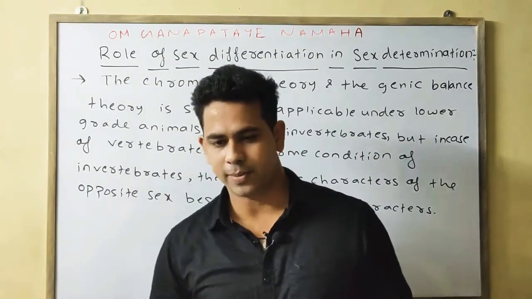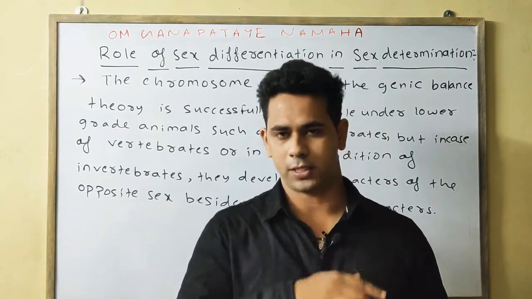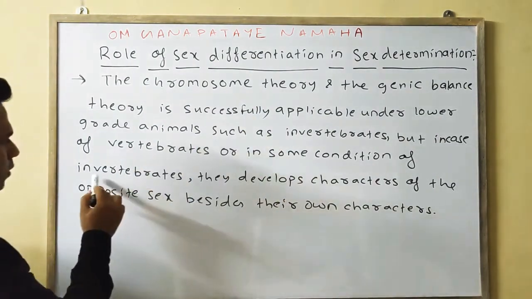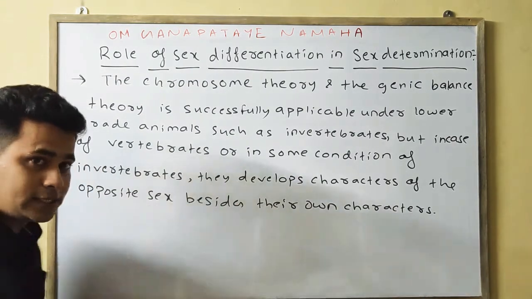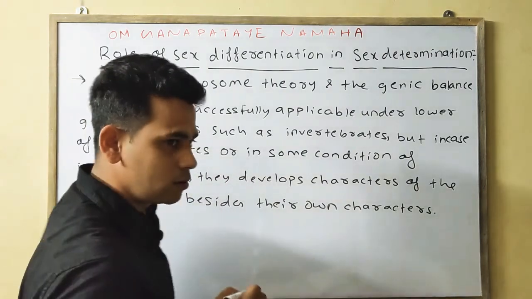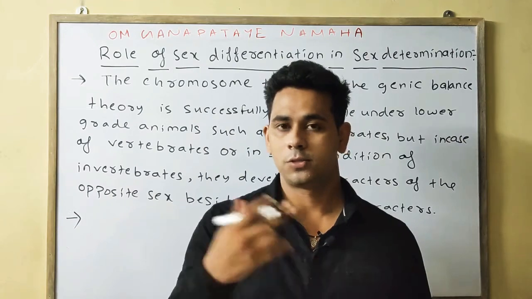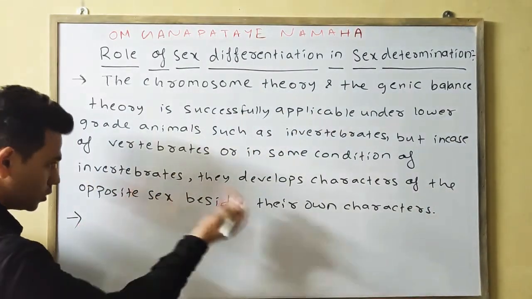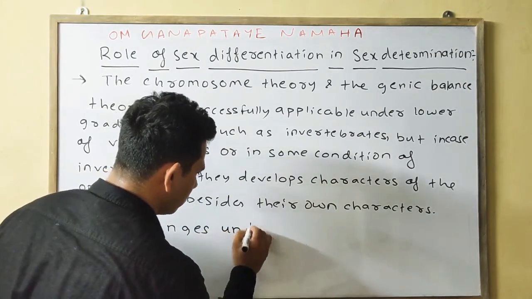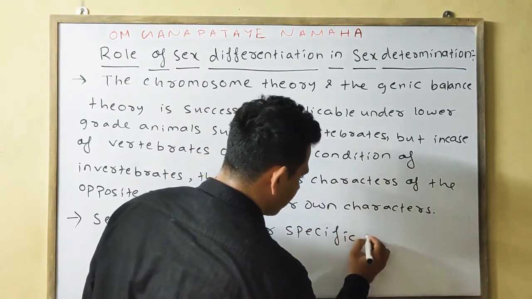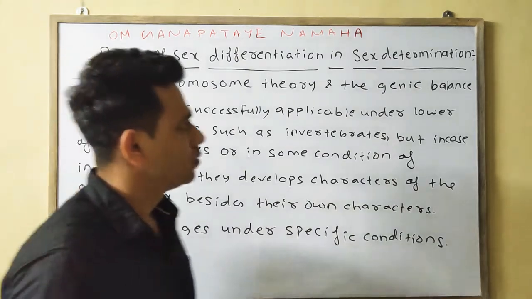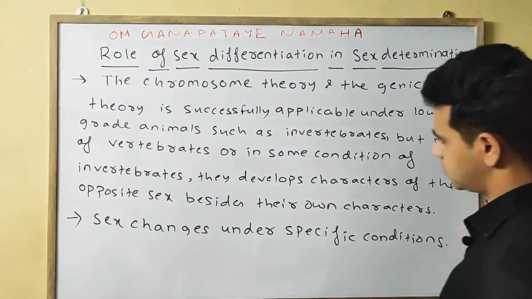The chromosome theory, or the genetic balance mechanism, is successfully applied under the lower grade animals such as invertebrates. But in the case of higher grade animals or vertebrates, or in some conditions of invertebrates, they develop characters of the opposite sex besides their own characters. So the sex changes under specific conditions. So we can say this also causes the sex changes. Next point, the sex changes under specific conditions. Please note down the points.